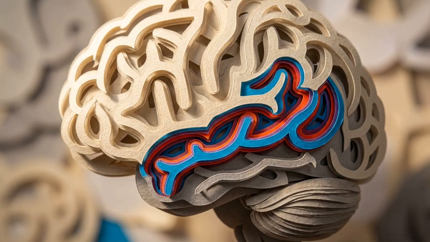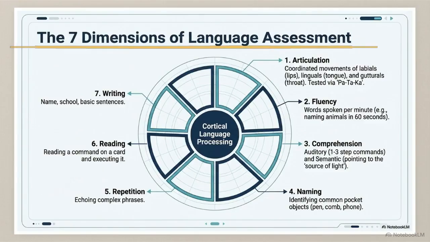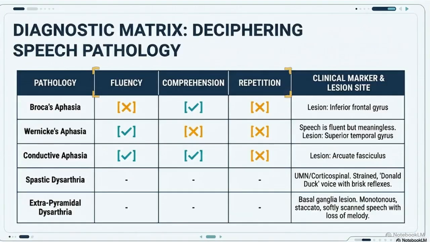Language evaluation focuses on the perisylvian network. It is a complex cortical process, distinct from speech, which is merely mechanical vocal output. As we can see, there are 7 testable dimensions to language processing. To identify speech pathology, we isolate the 3 most critical components within this matrix. Fluency, managed by the inferior frontal gyrus, is tested using timed animal naming. Comprehension, managed by the superior temporal gyrus, is tested through semantic commands, like pointing to a light source.